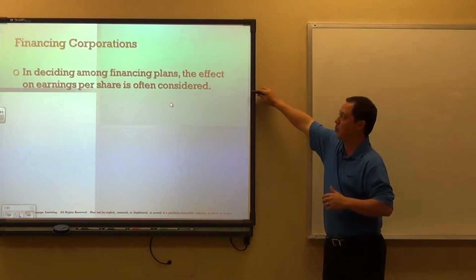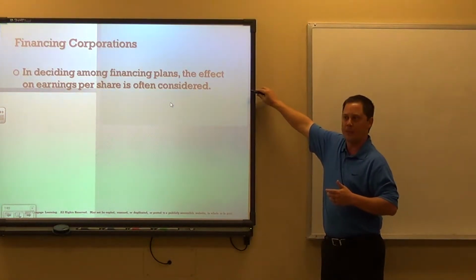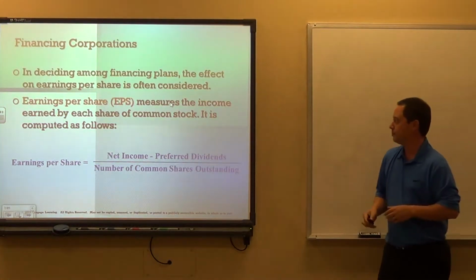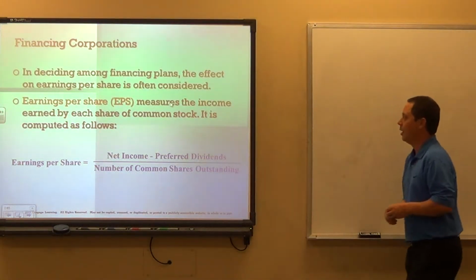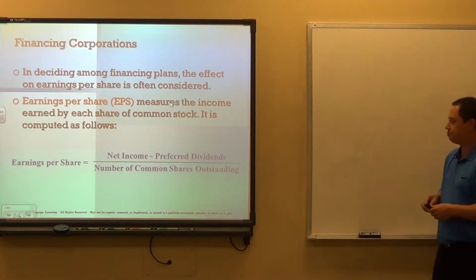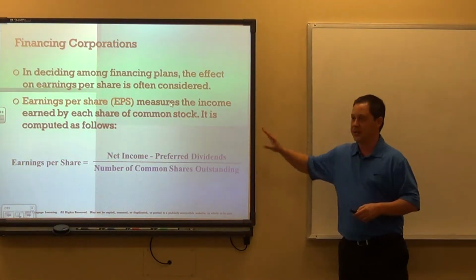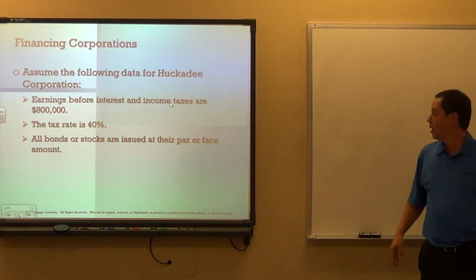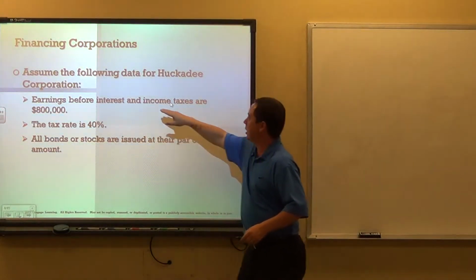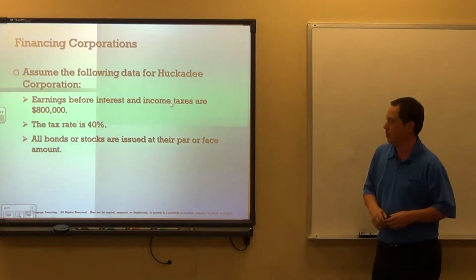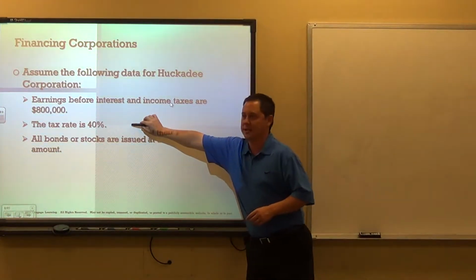We're going to first take a look at earnings per share. What does that mean to earnings per share? Remember, this is what we looked at in chapter 11. So now we're going to look at what it means to each of those ones we did. So assuming the corporation's earnings before interest and income taxes are $800,000. They have a 40% tax rate.